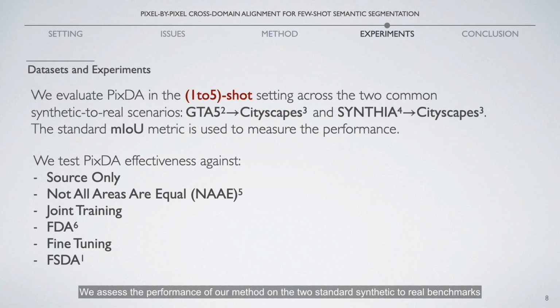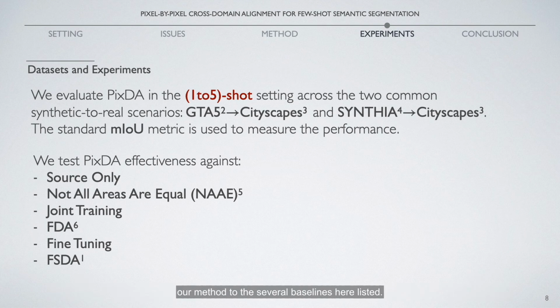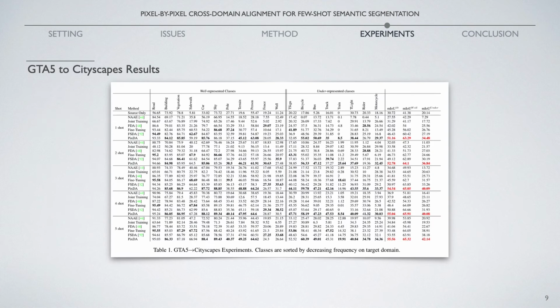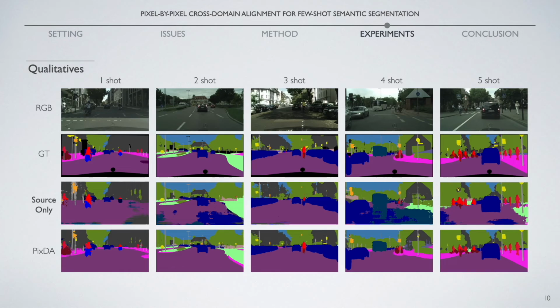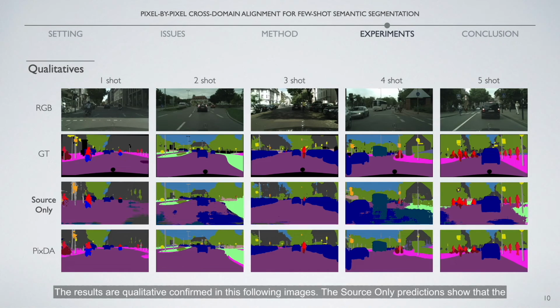We assess the performance of our method on the two standard synthetic-to-real benchmarks used in the domain adaptation literature, GTA to Cityscapes and SYNTHIA to Cityscapes. We compared our method to the several baselines listed here. We observed that our method not only works well with predominant classes, but on average it improves the recognition of semantic categories that are underrepresented. The results are qualitatively confirmed in the following images.